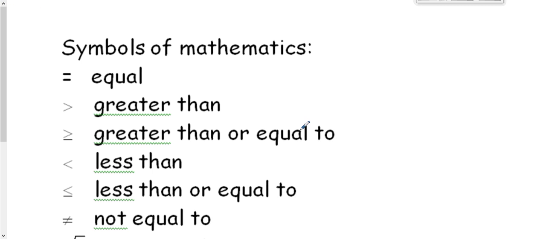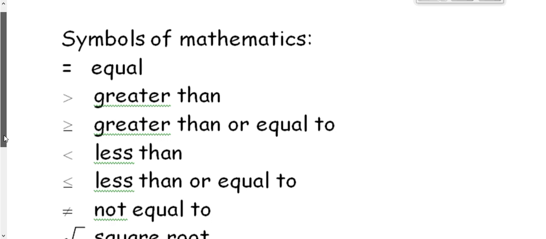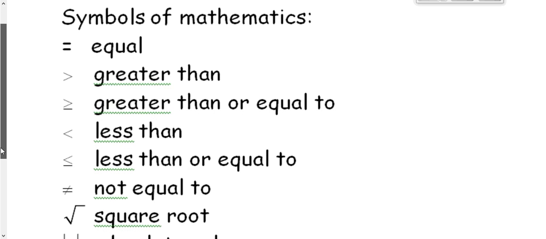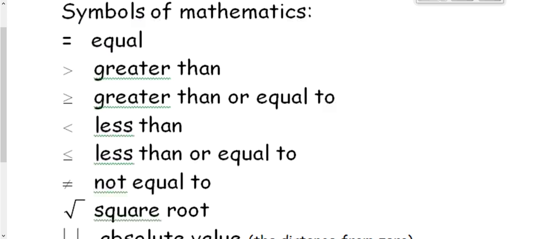Okay, some symbols that you need to be familiar with in math are these symbols here. We know that this is equals. This is greater than. This is greater than or equal to if it has that line underneath it. Less than or equal to.